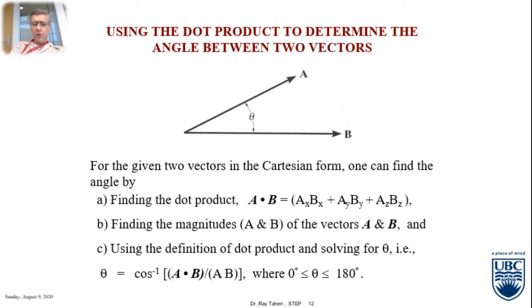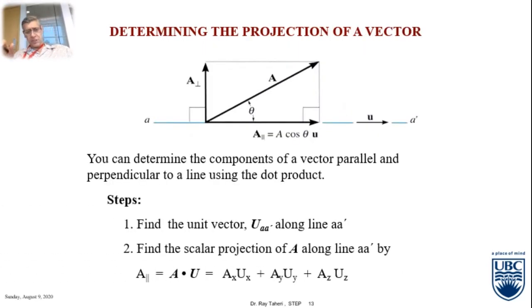So obviously we can simply find the cosine of the angle, which is a dot b divided by the magnitude of a multiplied by the magnitude of b, and theta is the cosine inverse of this value. I have an example which would help you understand more.